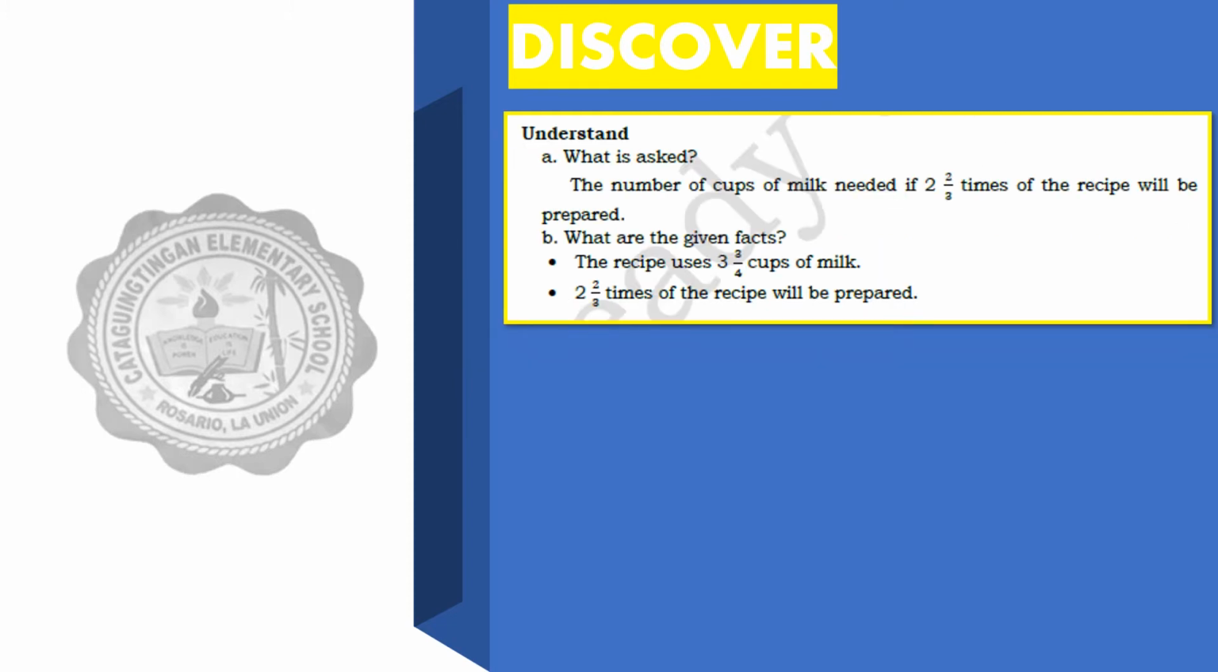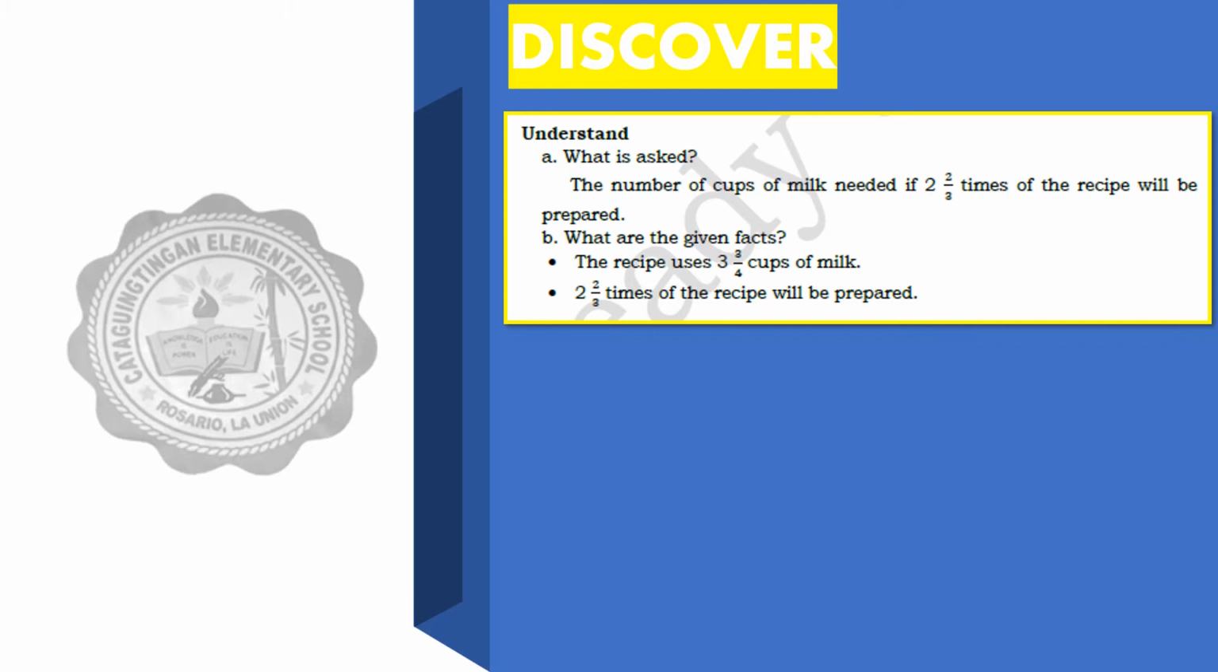In solving the problem, let us follow the steps in problem solving. Number 1 is understand. Understand, andyan yung what is asked and what are the given facts. So, what is asked in the problem? The answer is the number of cups of milk needed if 2 2/3 times of the recipe will be prepared. So, number ng cups ng gatas na kailangan kung 2 2/3 times ng recipe ang i-prepare or gagawin.